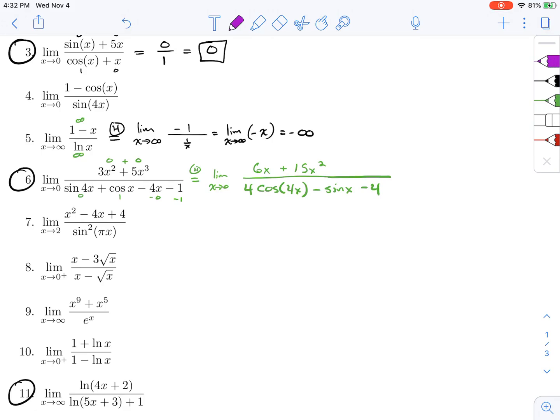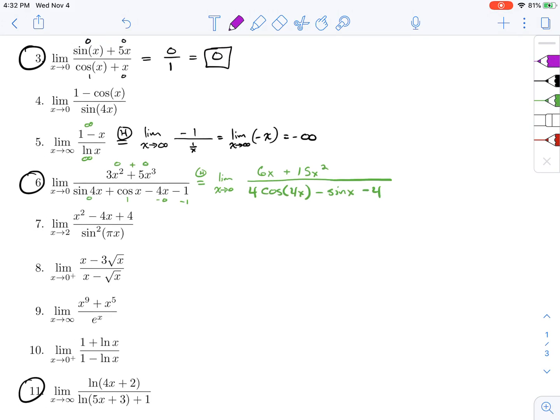So now we'll plug the 0 in again and see what we get. Up top we get 0 plus 0. On the bottom we get 4 times 0 minus 4. So this one is a 0 over 0, and we've got to do L'Hopital again.